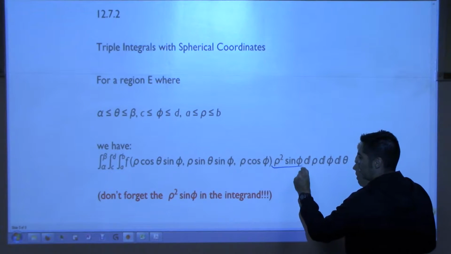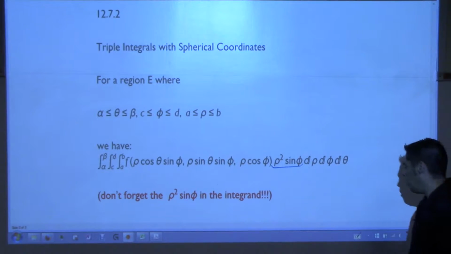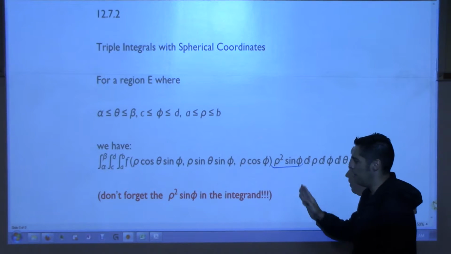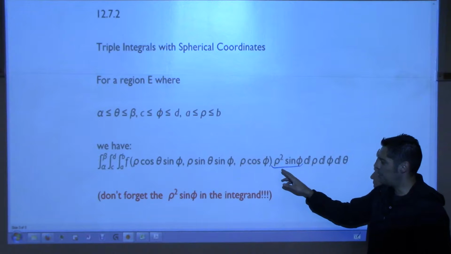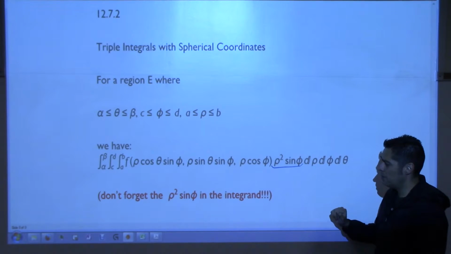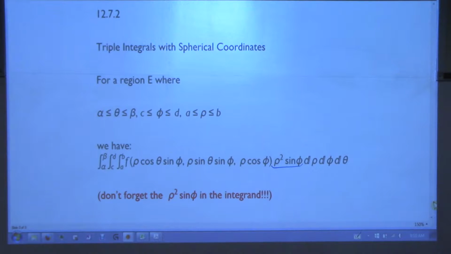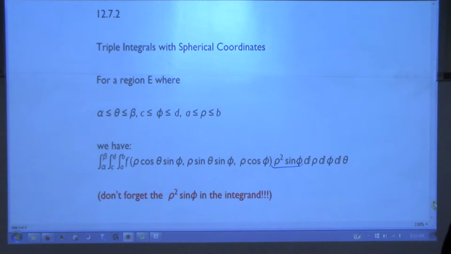rho squared sine phi. That is kind of like, remember when we did polar, and even in cylindrical, we always had to throw an r in there. Well, anytime you convert to spherical, you're going to have to throw in a rho squared sine phi. Always remember to put that in when you go to spherical. In the next section, 12.8, I'll actually talk about where that comes from.